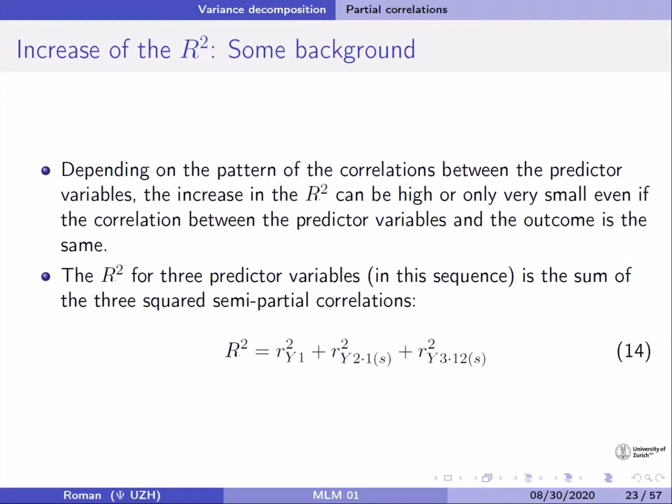Let's talk about the increase in R squared. Depending on the pattern of correlations between predictor variables, the increase in the R squared can be high or only very small, depending on the correlations between the predictor variables and the outcome. The R squared for 3 predictor variables in a sequence is the sum of the 3 squared semi-partial correlations. So here, the R squared for a model with y predicted by x1 and x2 can be derived from the semi-partial correlations. Here we have just the correlation of y and x1, the correlation of y with x2 partialed for x1, and then the correlation of y with x3 partialed for 1 and 2.